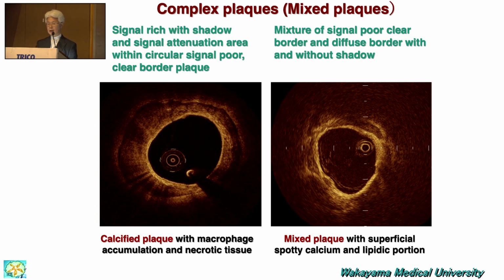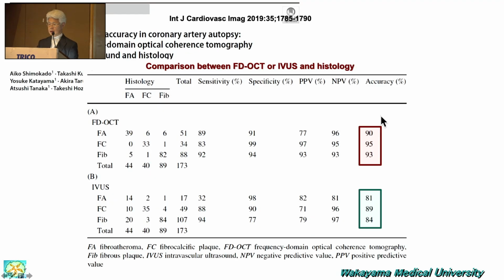But the real world is a little bit more complex, as shown in this slide. Within the calcium, there are some shadows or high signal, so it's sometimes macrophage and/or lipid. So this is also very complex. Superficial calcium with fibrous and lipidic tissue. This is the real world. But if you know this basic identification, maybe 90 to 95% perfect, so accuracy is very good.